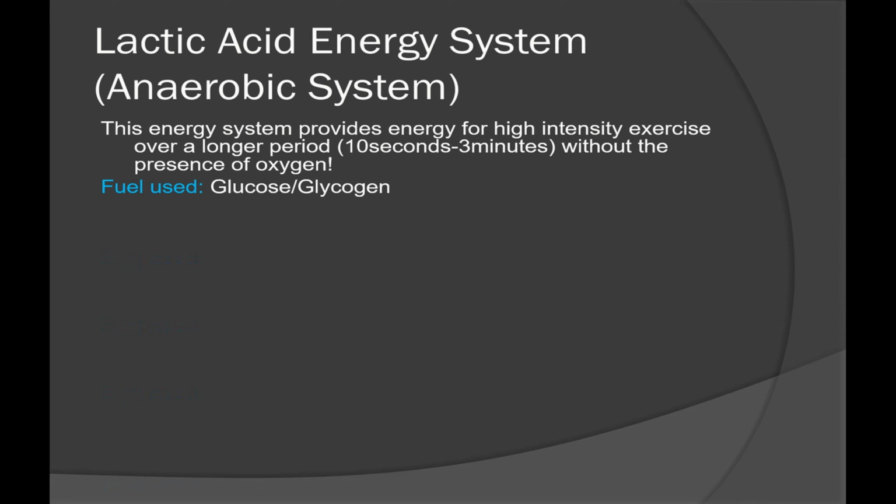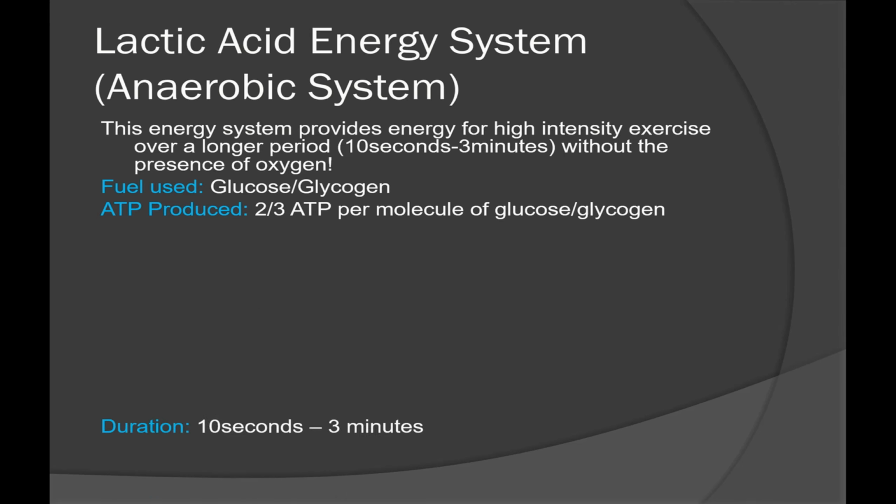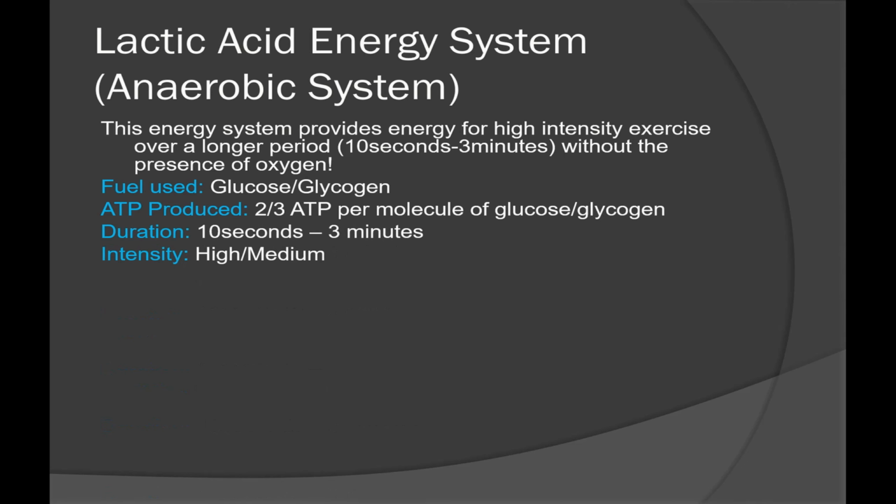As we've already identified, glycogen is the stored form of glucose that we find within our muscle and liver, and glucose is the broken down version that we can then convert via a process known as glycolysis. We produce 2 or 3 ATP per molecule of glucose or glycogen, so that being 2 for glucose and 3 for glycogen. The duration lasts between 10 seconds and 3 minutes, as we've just discussed.